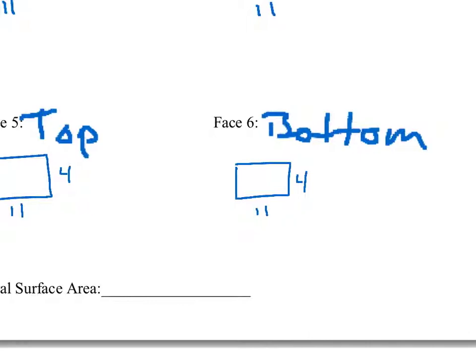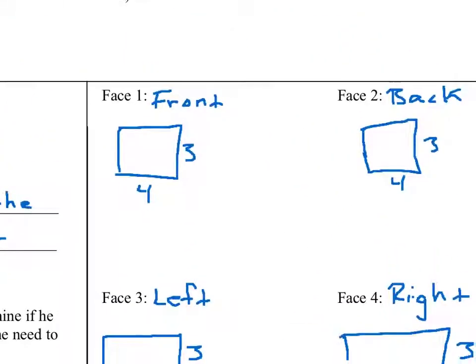So now we have to go about finding out how much wrapping paper to cover the front. So I need area equals length times width because it's a rectangle. And 3 times 4 equals 12. So I need 12 square inches of wrapping paper for the front.